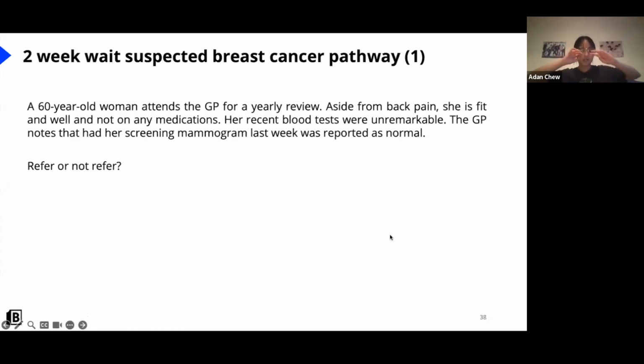A 60-year-old woman attends the GP for a yearly review. Aside from back pain, she's fit and well and not on any medications. Her recent blood tests were unremarkable. The GP notes that her last screening mammogram last week was reported as normal. Would you refer this patient for suspected breast cancer? I'm going to start the Menti quiz. Going to give you guys about 20 more seconds. Answer as soon as you can.